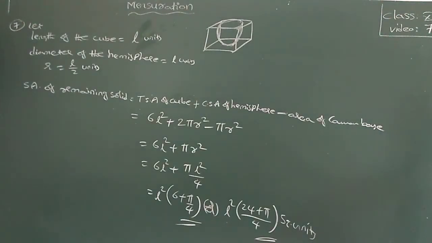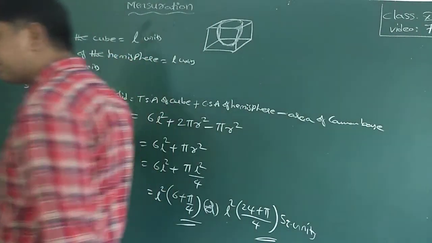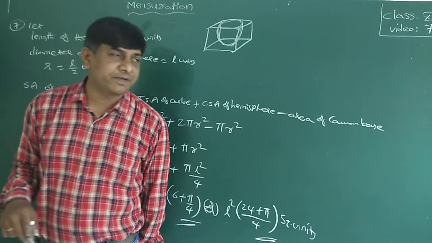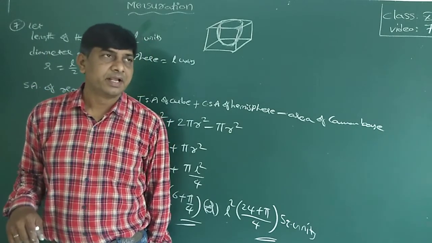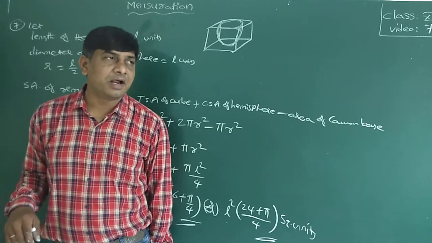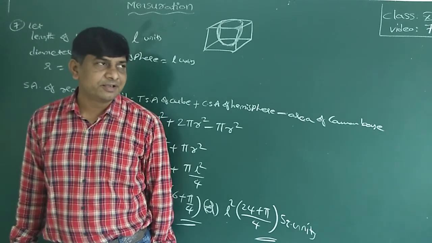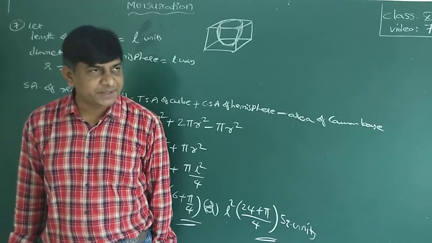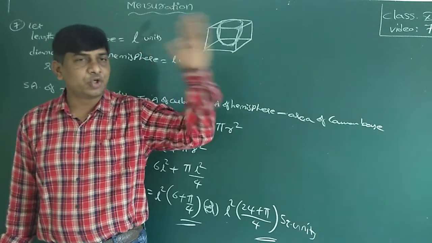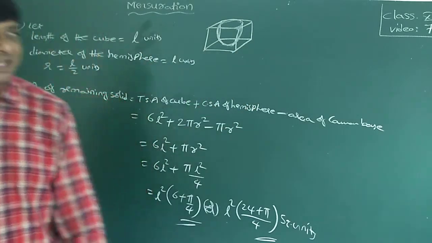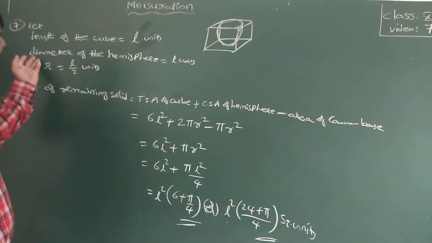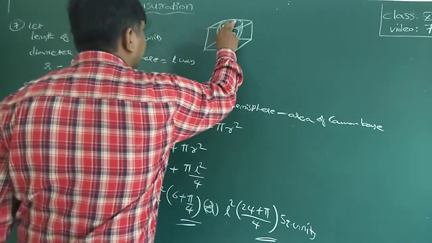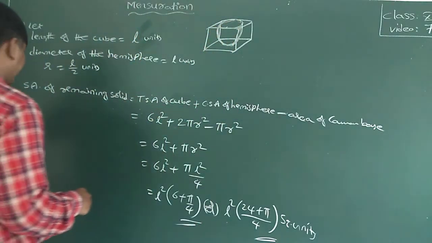Don't get confused by the question. Always this is a one-mark question. If a hemisphere is cut out from one face of the cube, what is the largest diameter of the hemisphere? What is the maximum diameter? The length of the cube is nothing but the diameter of the hemisphere. So the diameter of the hemisphere is equal to the length, and the radius is equal to L by 2.